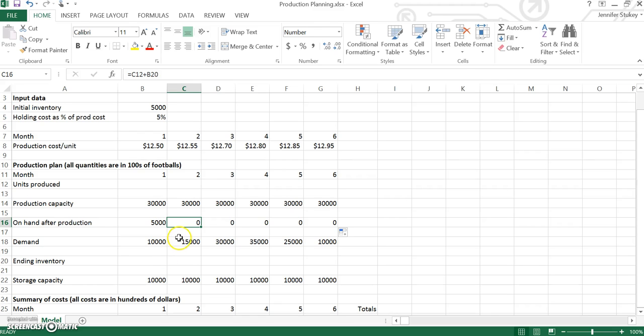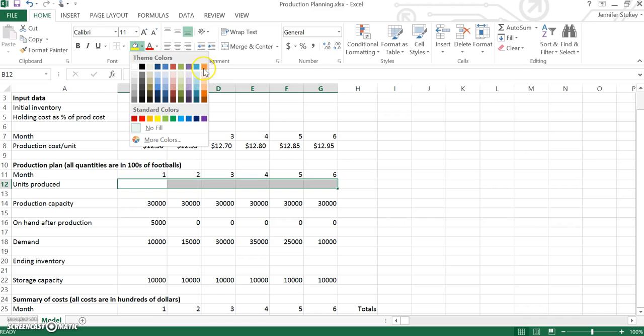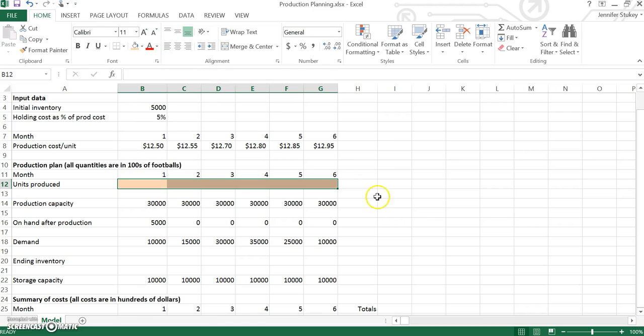Alright, so the other thing, let's identify our decision variables, and I've already been talking about them, but I haven't highlighted them. So we are going to highlight this range. It doesn't matter what color you highlight it, pick one you like and stick with it for the class, because that'll just make it easier for you if you know that these are your decision variables.